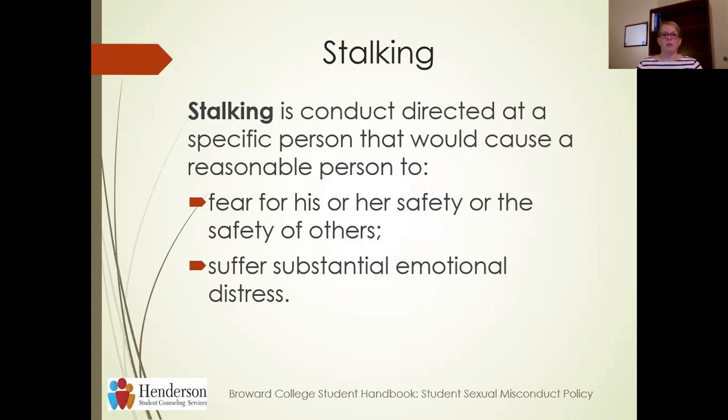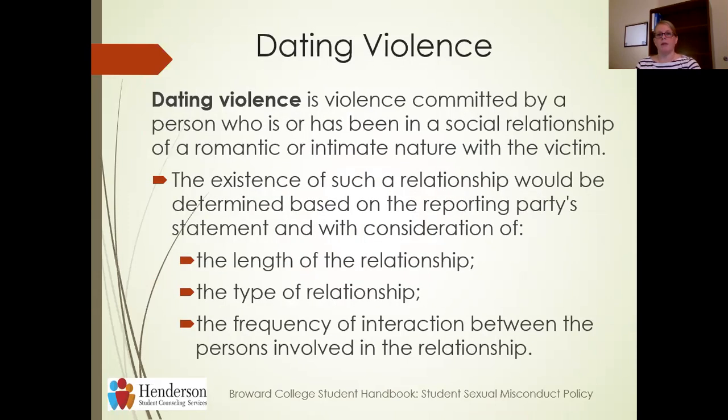Stalking is conduct directed at a specific person that would cause a reasonable person to fear for his or her safety or the safety of others, or suffer substantial emotional distress. Dating violence is committed by a person who is or has been in a social relationship of a romantic or intimate nature with the victim. The existence of such a relationship would be determined based on the reporting party's statement and with consideration of one, the length of the relationship, two, the type of relationship, and three, the frequency of interaction between the persons involved in the relationship.